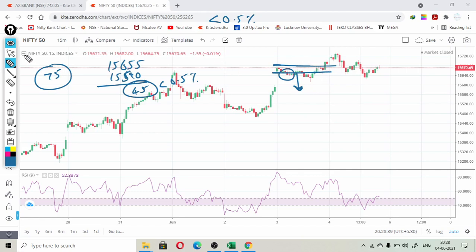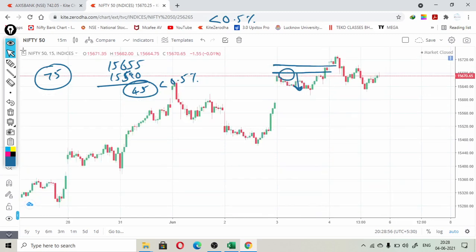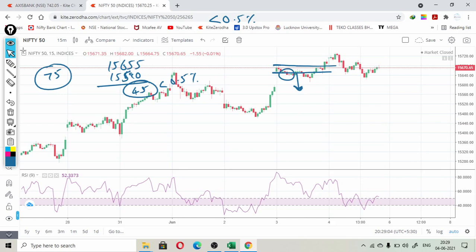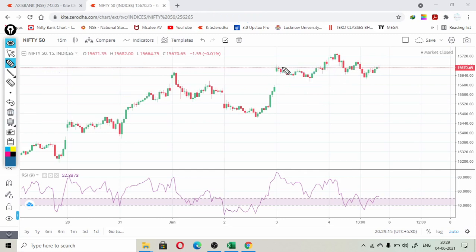So here, now let us see. Here at this point it has been broken out, but the whole trading session has ended, right? So on this day we didn't have any buying setup, but you could do one more thing. If you are sure that its low is broken but RSI is not going down, then you can look for the price action also.